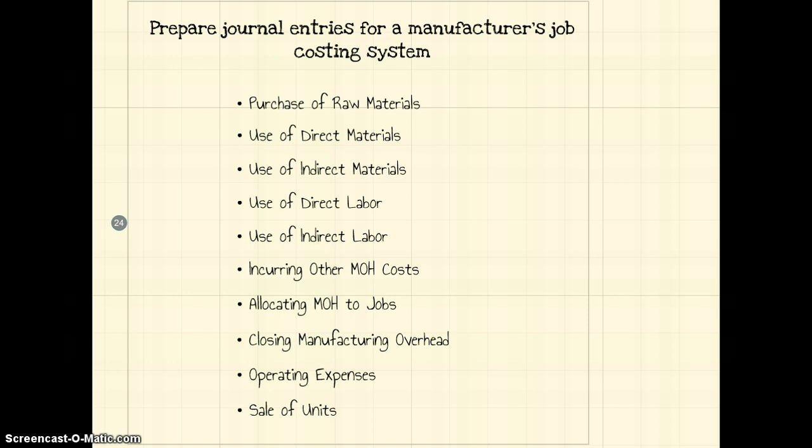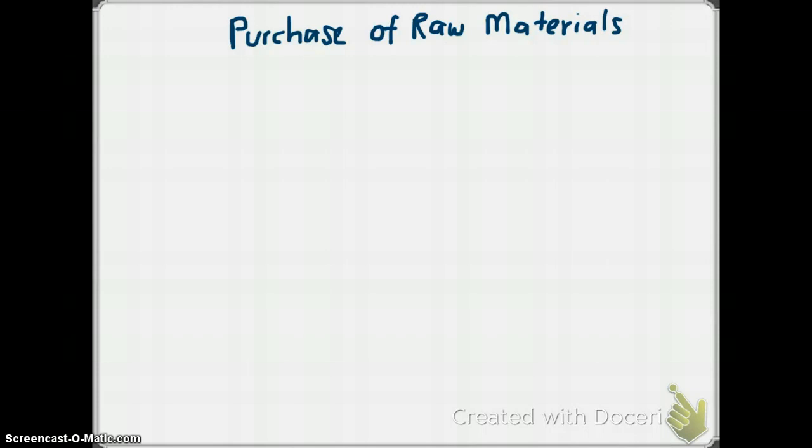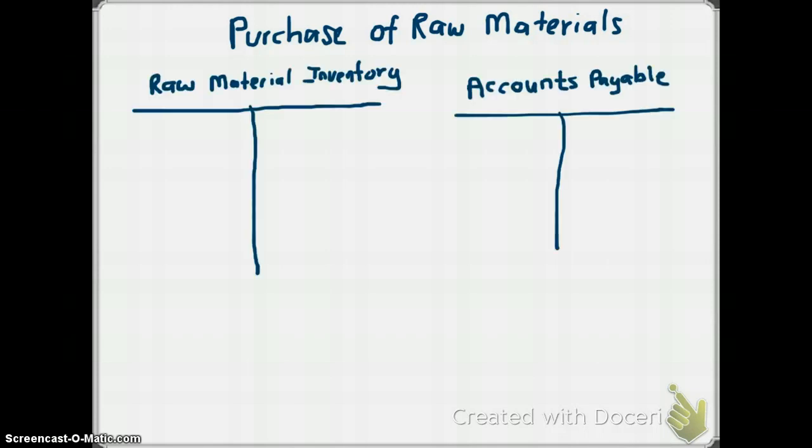Be sure to know what a journal entry is, and I'll show you one journal entry so you can refresh that from accounting 1. But be sure to know all the journal entries and the T accounts for a manufacturer's job costing system. First, let's take a look at purchasing of raw materials. Assuming you purchased raw materials on account, whenever you purchase raw materials, you debit your raw material inventory account and you credit your accounts payable.